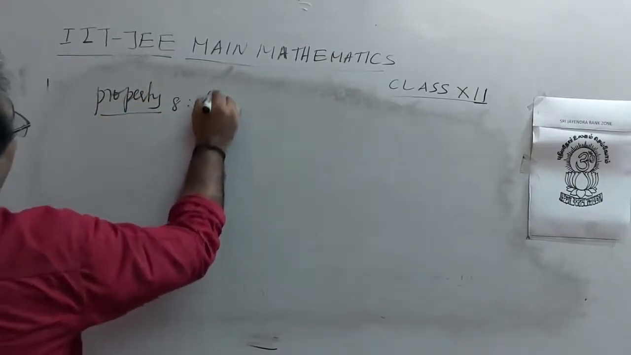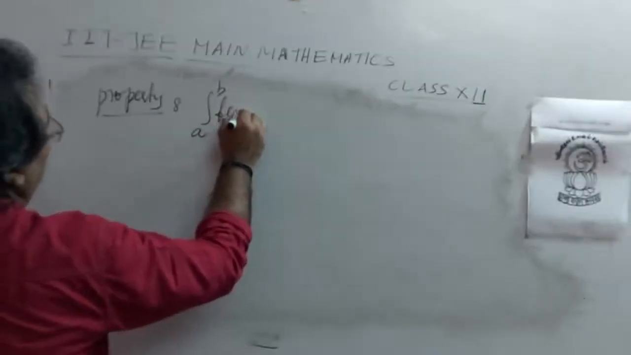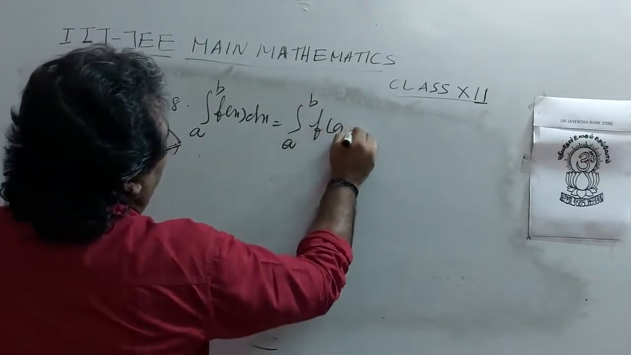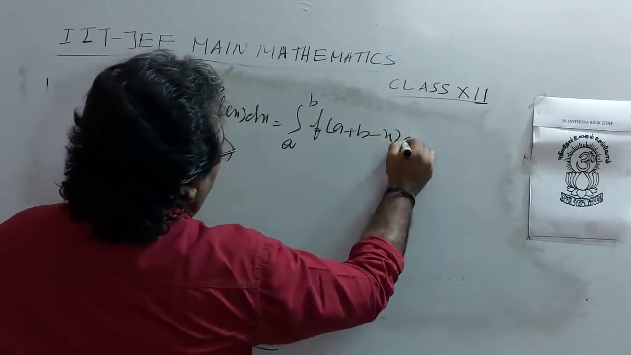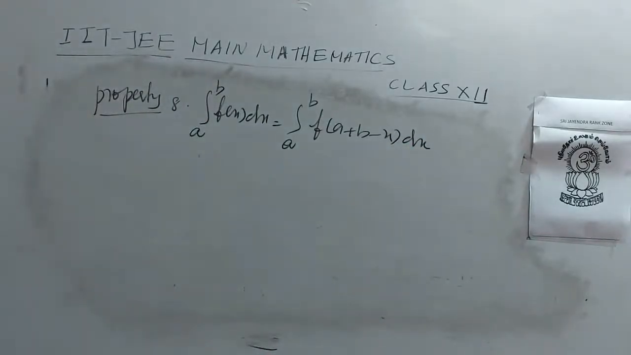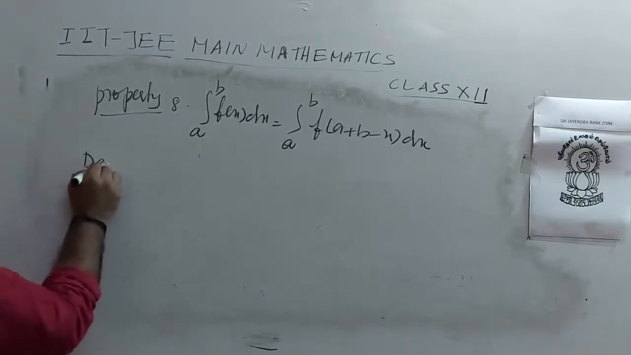Integral a to b f of x dx equal to integral a to b f of a plus b minus x dx. This is also a very important result. Using this, we have to deduce one more result.